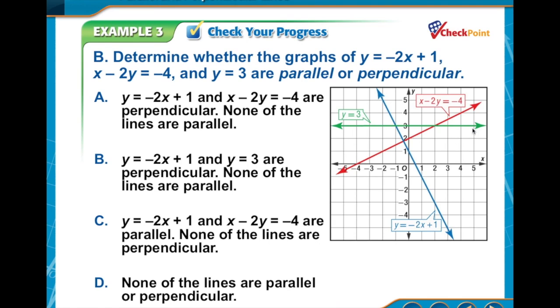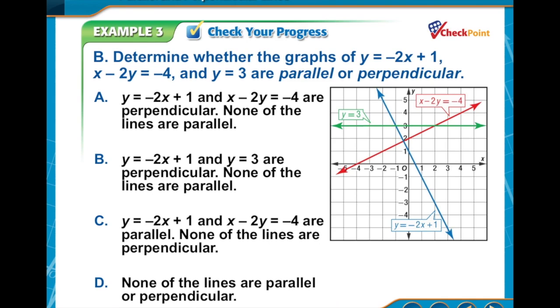This one has a slope of 0 since it's perfectly flat. We learned that lines that go up to the right have positive slopes, so this one's a positive number. And our blue line here goes up to the left, that has a negative slope. So none of those slopes are the same. Now the question becomes, are any of them going to be perpendicular?